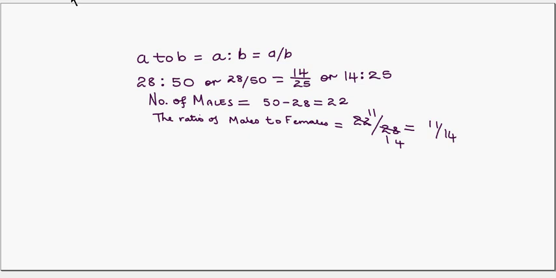11 over 14. And this could be expressed as 11 colon 14, which means 11 to 14. Okay, that's another way of expressing that ratio. Any questions so far? That clear, right?